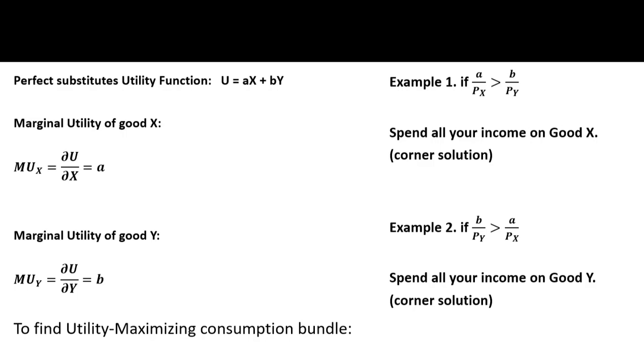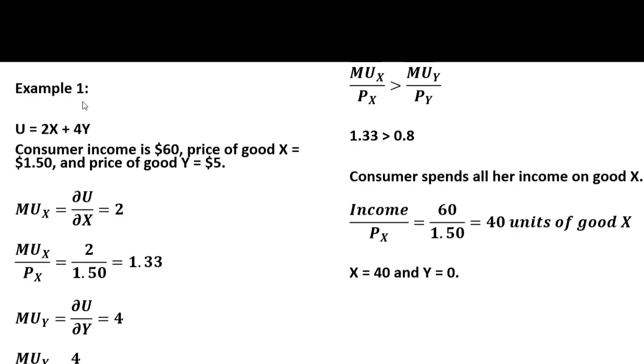So let's go through some examples. Example 1, we have a utility function equals 2x plus 4y. The consumer has income of $60. The price of good X equals $1.50. Price of good Y equals $5. The marginal utility of X is just going to be the value in front of X, 2. And the marginal utility of X divided by the price of X is 1.33. So 1.33 units of satisfaction for every dollar spent on good X.